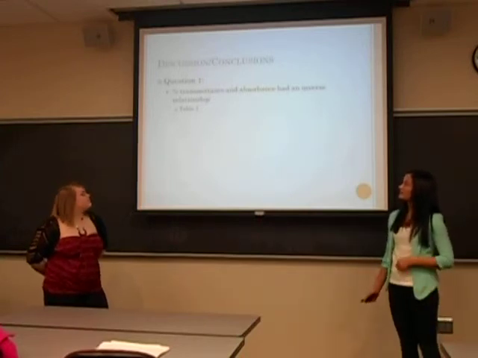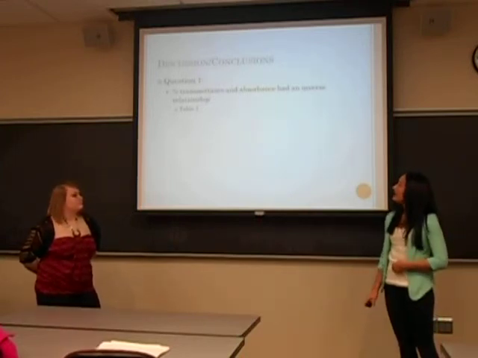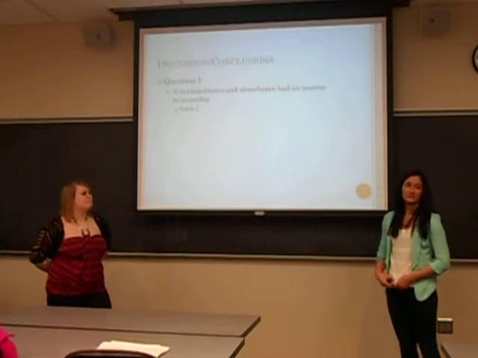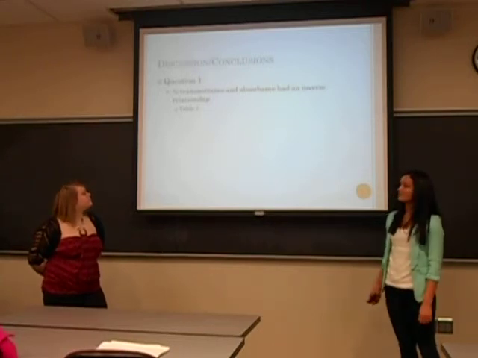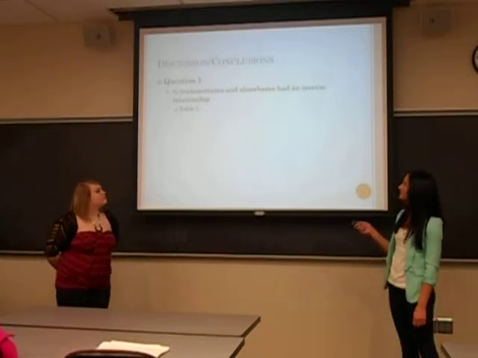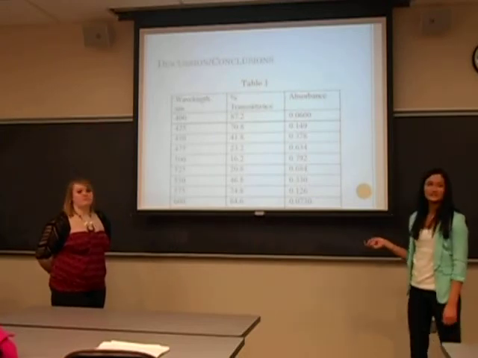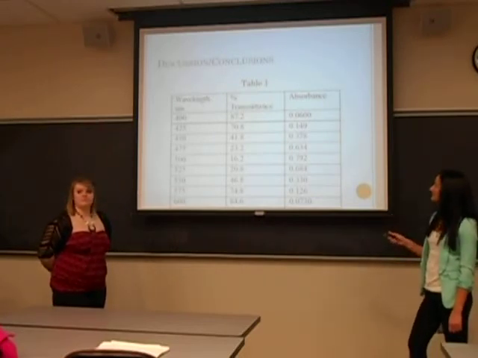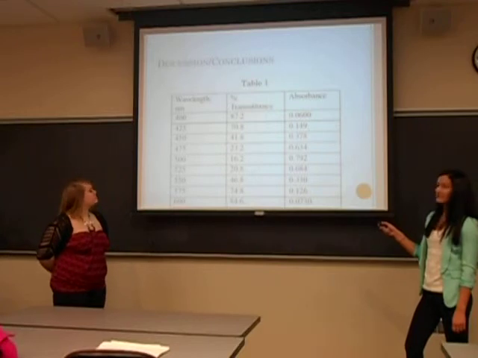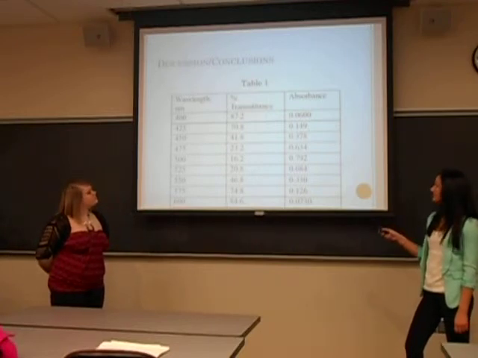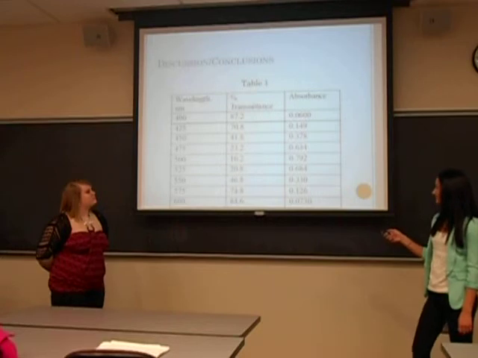Question 1 of the discussion asked about the relationship between percent transmittance and absorbance. We could tell from table 1 that percent transmittance and absorbance had an inverse relationship, because we can see as percent transmittance decreased, absorbance increased, and then once it hit the lambda max, percent transmittance started increasing and absorbance started decreasing.